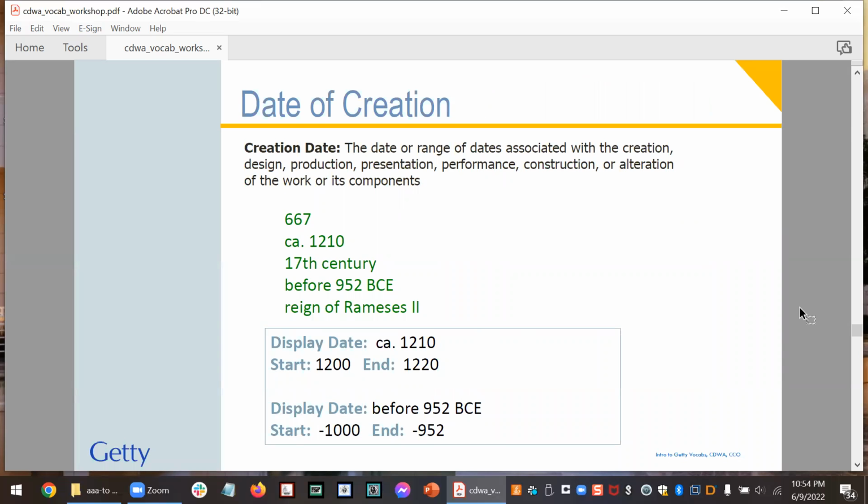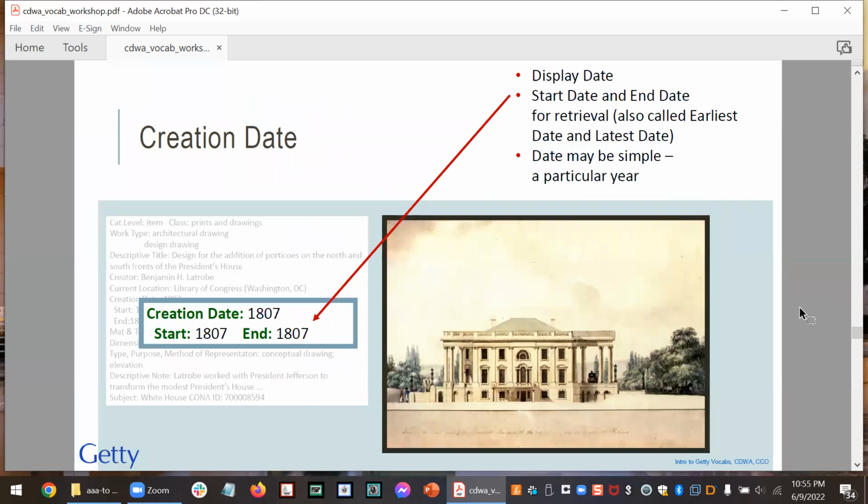Creation date. This is the date or range of dates associated with the creation or production. And we've talked about this before, where you have a display date such as circa 1210, and then you index it. What does that span mean? And then there below, before 952 BCE. For dates BCE, we recommend using negative numbers, but you might have another way of doing that. And here it looks at some examples.